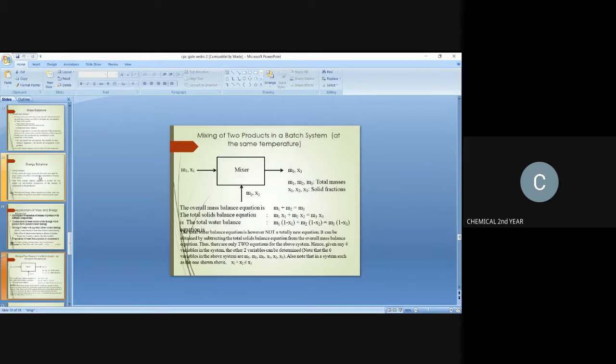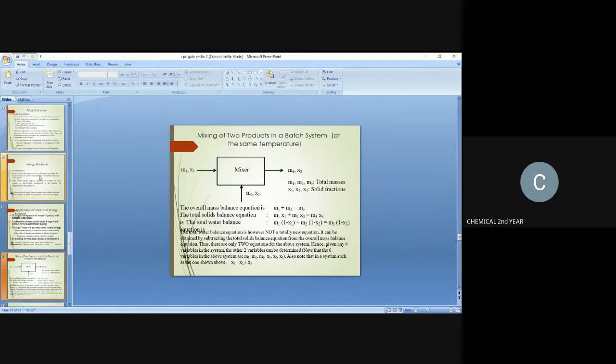Next, mixing of two products in a batch system at the same temperature. Here, a mixer is given. In this, M1 and X1 will be the total mass and the fraction of solids. M1 is the total mass and X1 is the solid fraction at the input stage, and M2 is the total mass of substance 2, and X2 is the solid fraction of substance 2. Next, M3 is the total output mass, and X3 is the solid fraction at output.